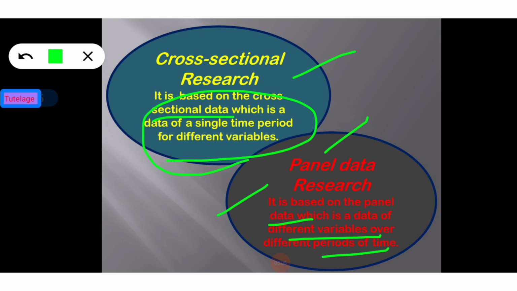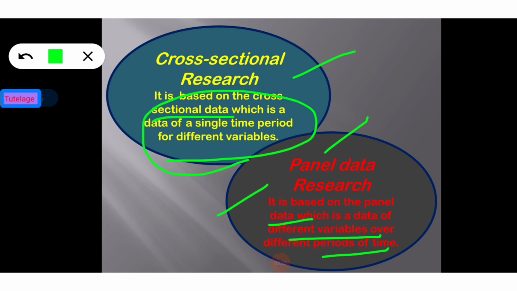Basically, it involves different variables over a period of time. Okay, so the time series data involves a single variable over a period of time. In cross sectional data, it involves different variables over a single period of time, and in the panel data research it involves different variables over a period of time. So that is the basic difference between time series research, cross sectional research, and panel data research.